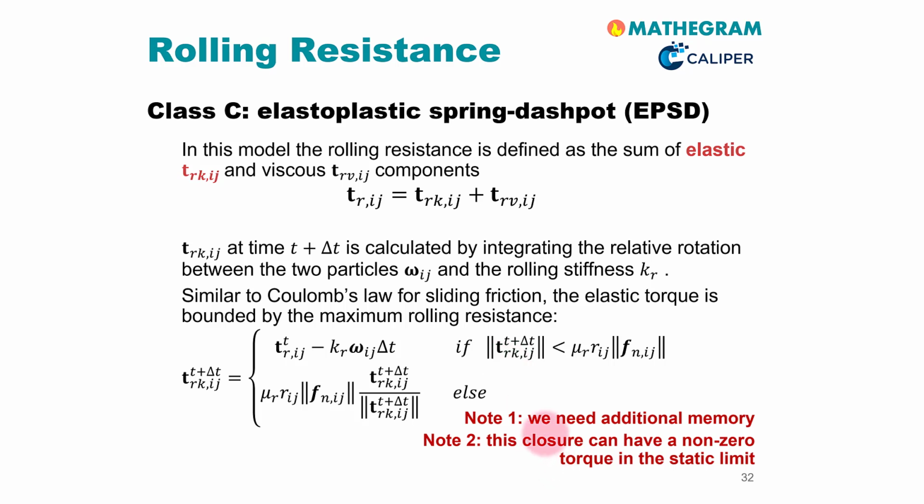Please note that we need to keep additional memory because we need to memorize that, we need to integrate that for the next time step. And the beautiful thing is that this closure can have non-zero torque even if the particles are non-moving. And the reason again is if this becomes zero, the torque simply stays as it is.